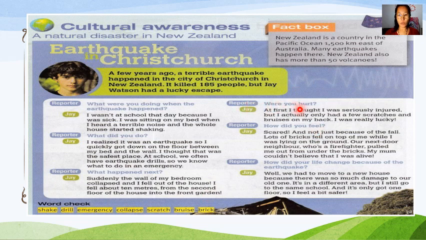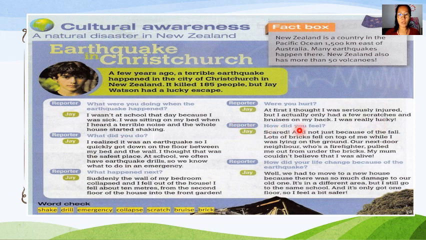Reporter asked, were you hurt? Kamu cedera? At first, I thought I was seriously injured. Okay, mula-mula dia ingat dia akan cedera teruk. But I only had a few scratches and bruises on my back. Rupa-rupanya dia hanya ada calar sikit dekat belakang dia dan juga cedera sikit. I was really lucky. Dia sungguh bernasib baik.